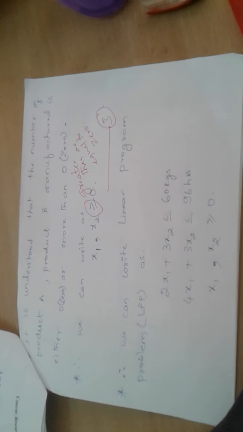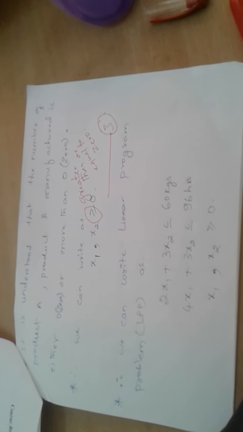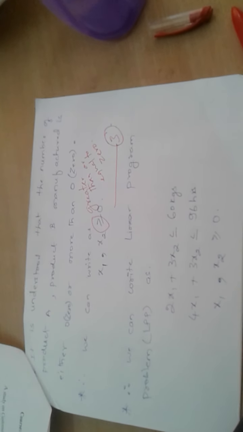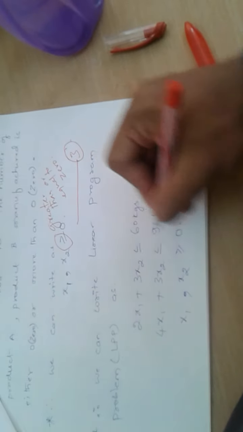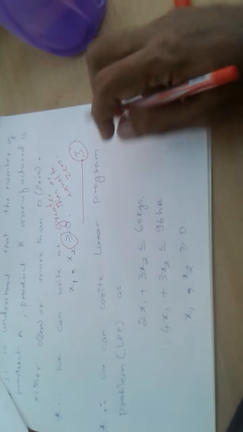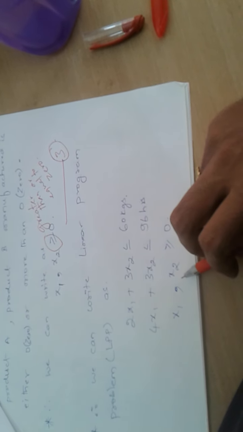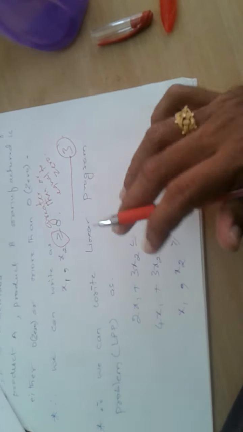Alright, now next, the linear program problem. As I told, whatever problem the manufacturing unit faced, we are going to convert it into equations, and that is called a linear program problem. So we write 2x1 plus 3x2 smaller than or equal to 60 kgs, 4x1 plus 3x2 smaller than or equal to 96 hours, and lastly x1, x2 greater than or equal to 0. So this is the LPP. Alright, so this is the solution for the problem.